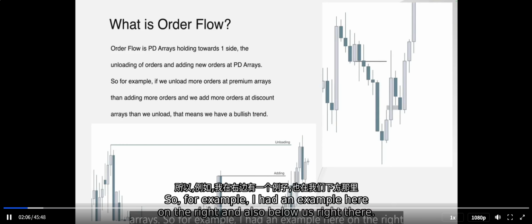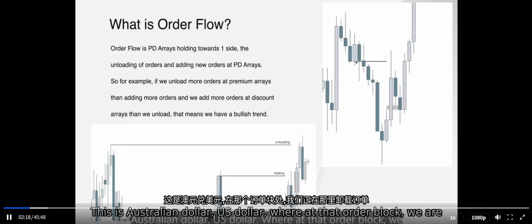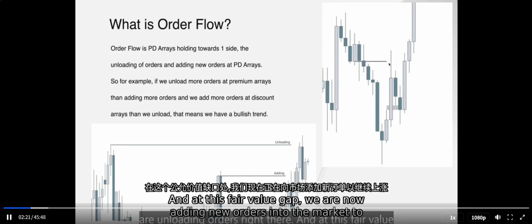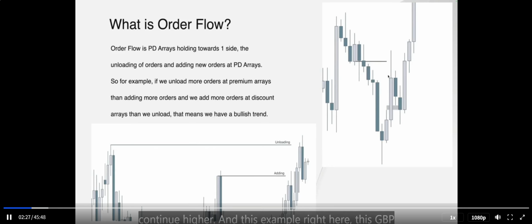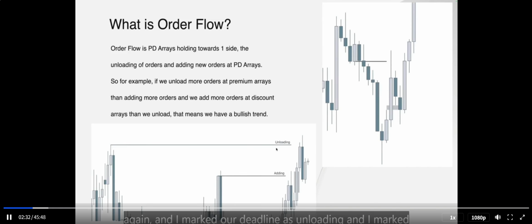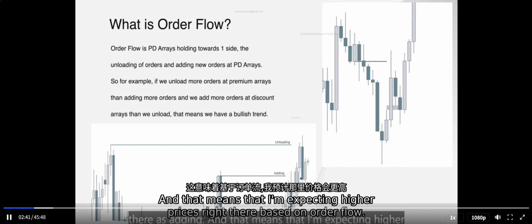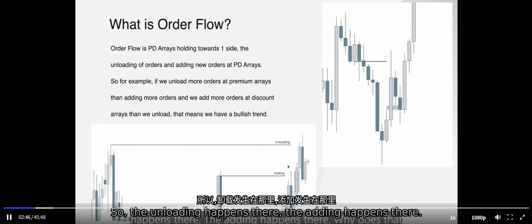Now, the unloading of orders and adding new orders at PD arrays. I have an example here on the right and also below us. On the right, this is one example that we used in candle science as well. This is Australian dollar, US dollar, where at that order block, we are unloading orders. And at this fair value gap, we are adding new orders into the market to continue higher. And in this example, GBP Canadian dollar, I took that screenshot last night, and I marked out that line as unloading. And I marked out that line, the fair value area with the fair value gap, as adding. That means I'm expecting higher prices based on order flow. So the unloading happens there, the adding happens there.